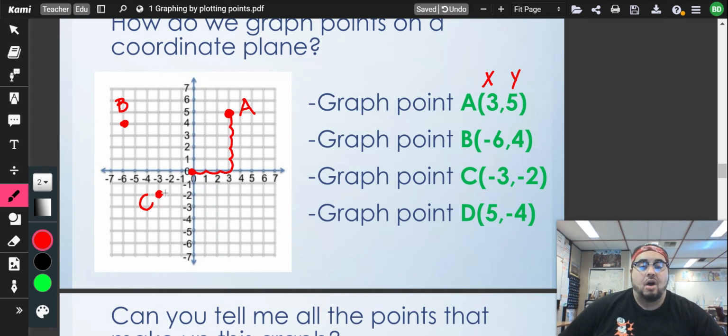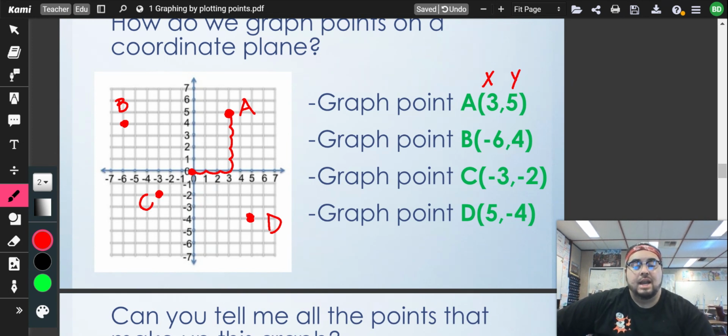Okay. Our next point, D, is positive 5, negative 4. So positive 5, going back to our origin, means I go right 5, and then I go down 4. Because y is negative, that means I go down. So again, positive 5 means I go 5 to the right. Negative 4 means I go down 4. And that is how you graph points when you are given coordinates.